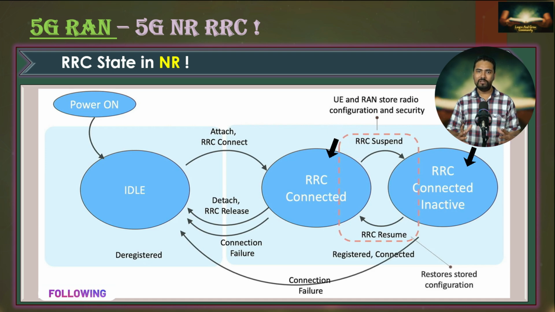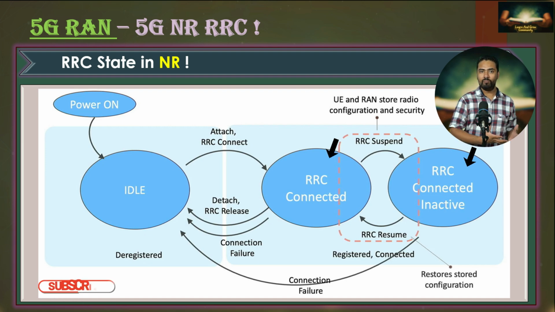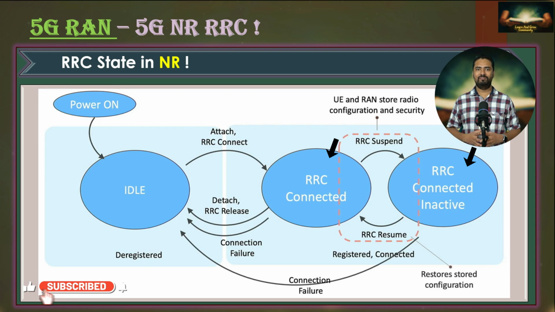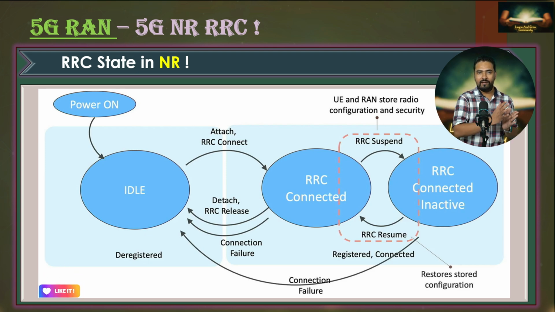And for all these switchings between RRC inactive state and RRC connected state, we do not need to set up a new connection or release an old connection, because these transactions are handled by the UE and the radio access network. So the core network is not involved here. When a connection is established and the UE enters the RRC connected state, it also sets up the radio configuration and security parameters for the connection.